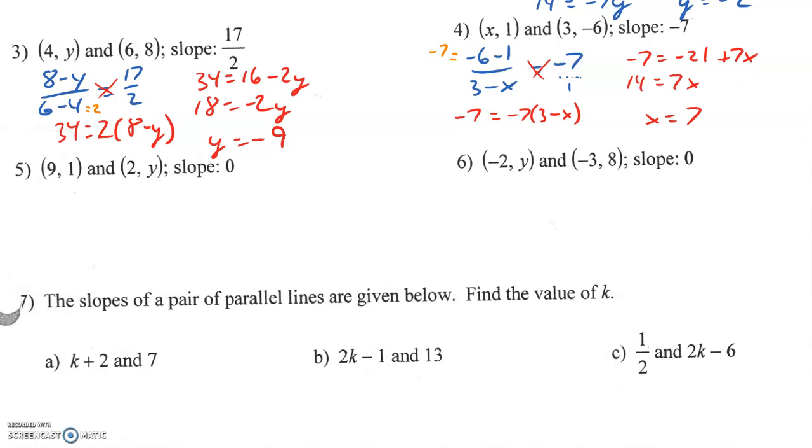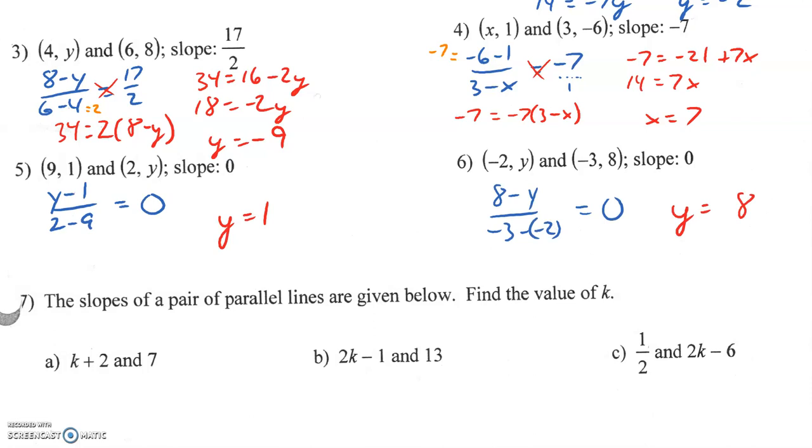Okay, so maybe pause it again. I'm going to do the next two questions and see how those go. It's interesting because they're both a slope of 0, so they're flat. So we'll see how this goes. Now these ones are actually quite a bit quicker. For number 5, you should get y equals 1, and this one y equals 8.